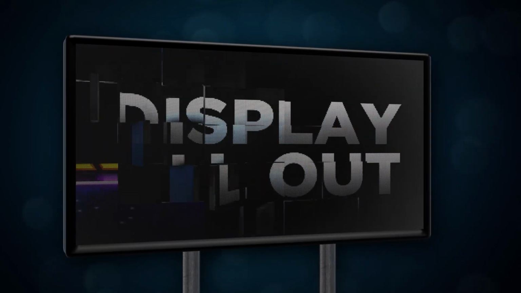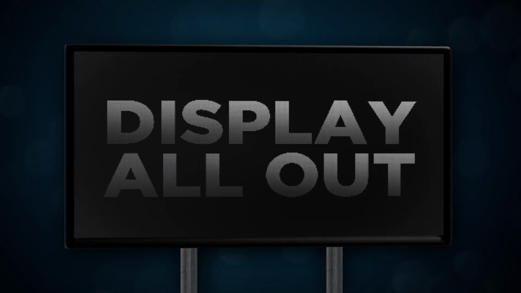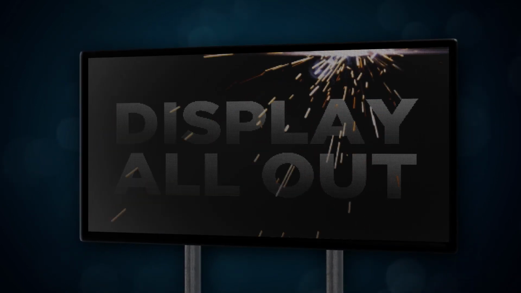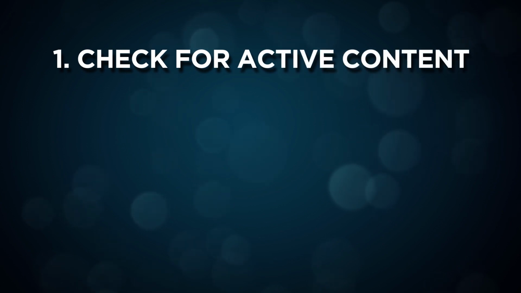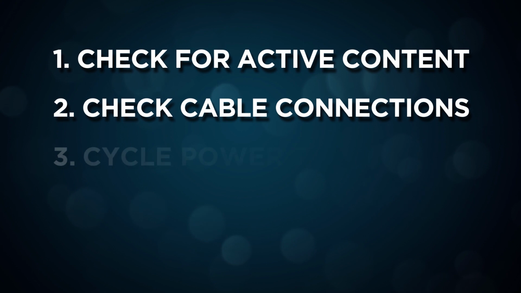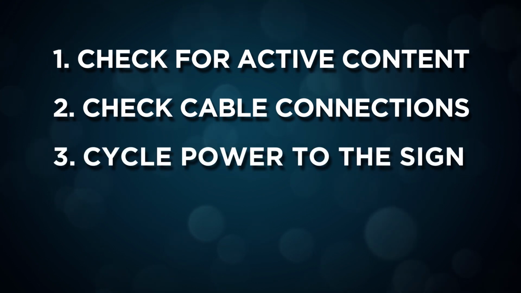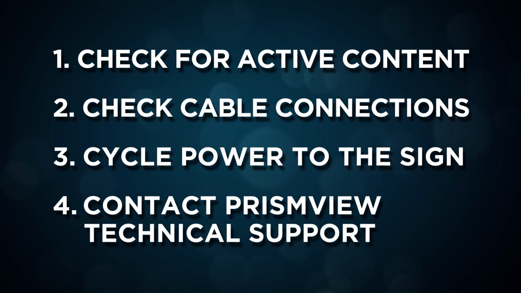One of the most common display issues is what is called a display all out. This is when the display is completely black with no content playing. If your display is all out, please follow these steps to determine what the problems are and how to solve it. Number 1, check for active content. Number 2, check cable connections. Number 3, cycle power to the sign. Number 4, contact Prism View technical support.